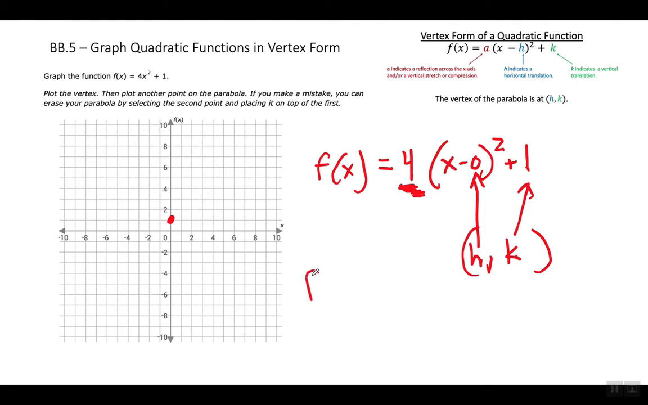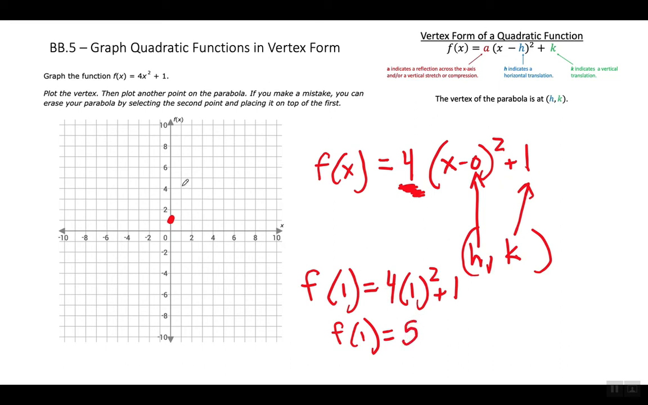Okay, and then to get another point, let me substitute 1 and see what it gives me. Para coger otro punto, estoy sustituyendo 1 para ver lo que me da. And when x equals 1, y is 5. Cuando x es 1, y es 5. And there's my parabola.